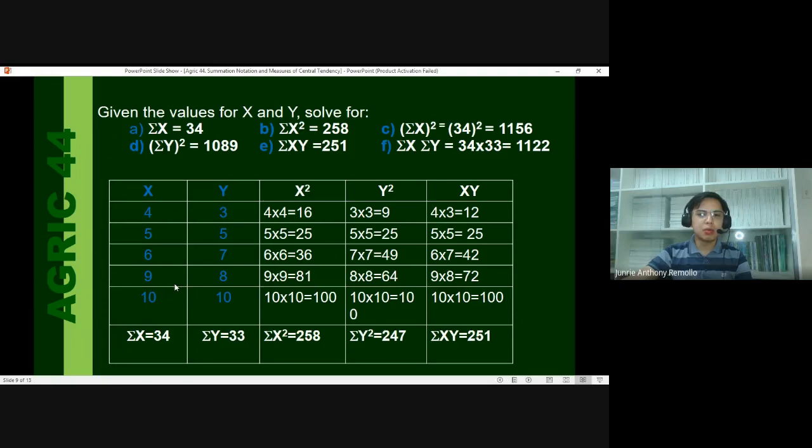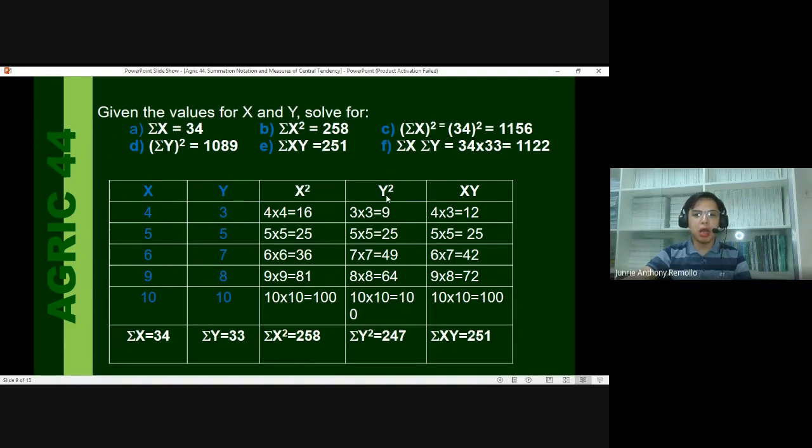And in order for us to compute letter B, the summation of x squared, we need to square each value before we get the sum. Given this third column, x squared: 4 times 4 equals 16, 5 times 5 equals 25, 6 times 6 equals 36, 9 times 9 equals 81, and 10 times 10 equals 100. If you get the sum, that would be our value for the summation of x squared, which is 258.